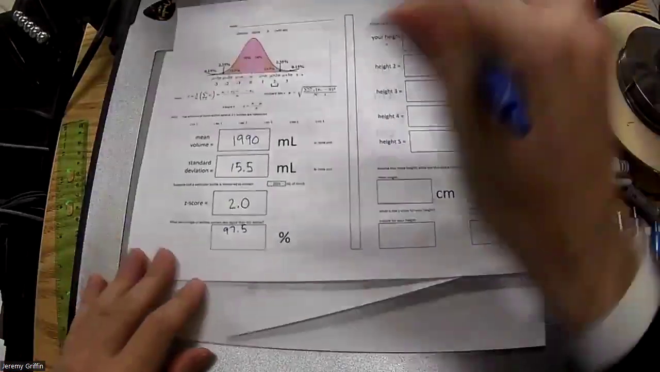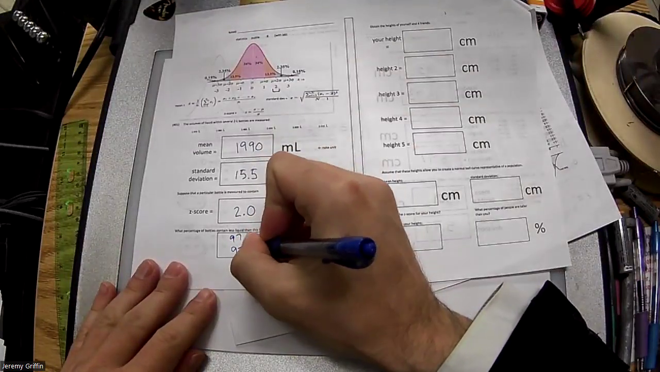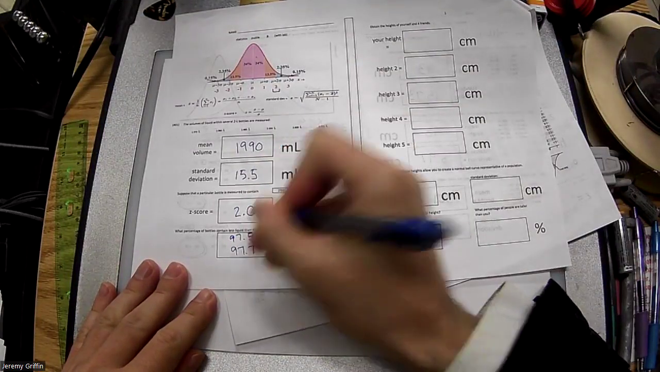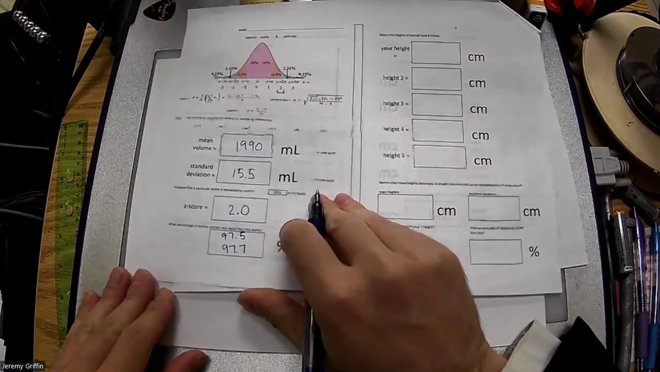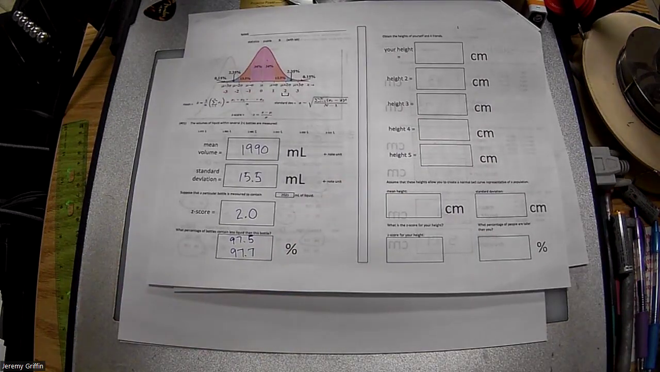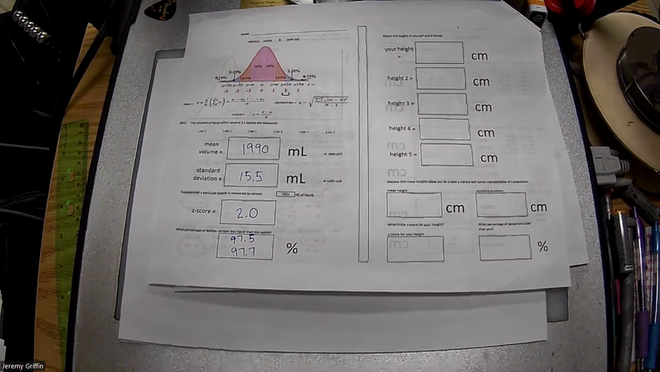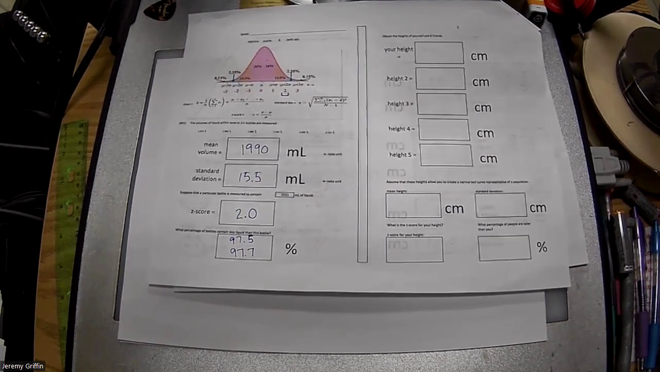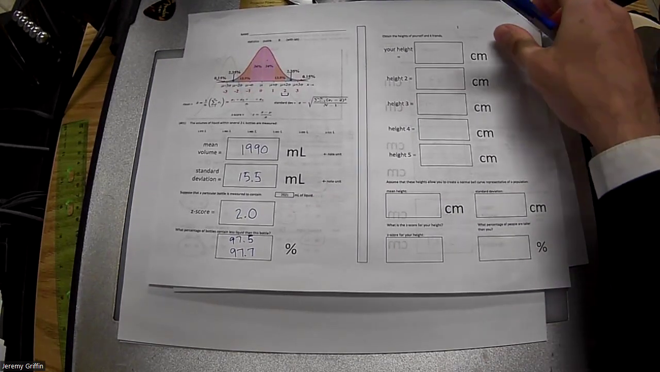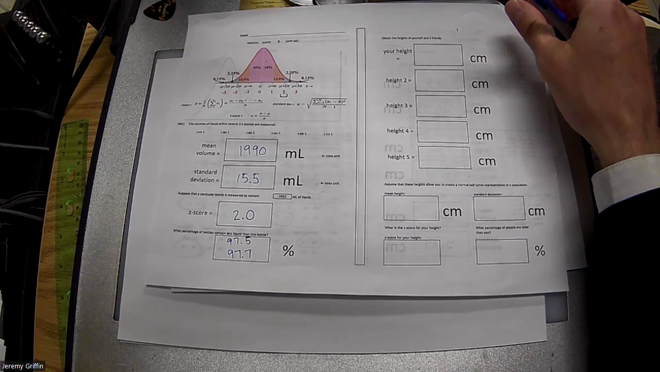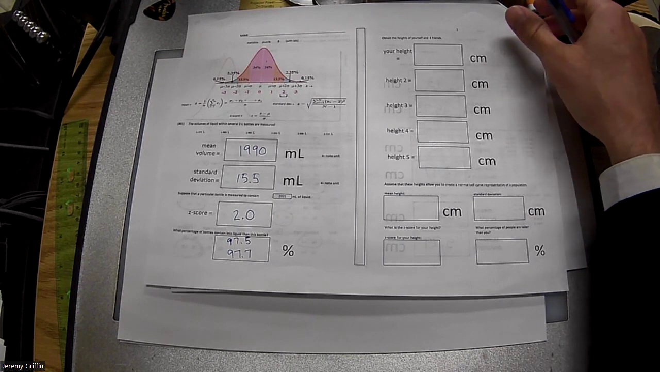So I'll write that down. 97.7%. Either of those would be acceptable. About the same thing. All right, you guys good? Any questions so far?